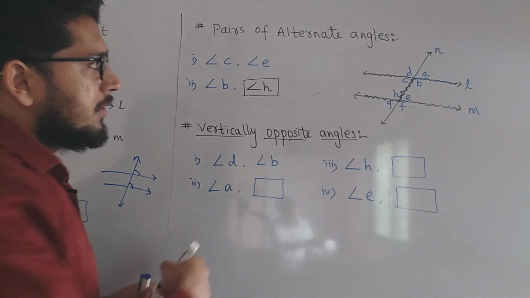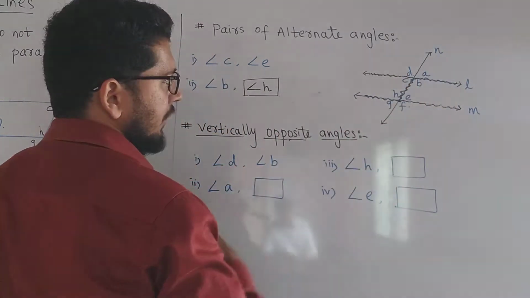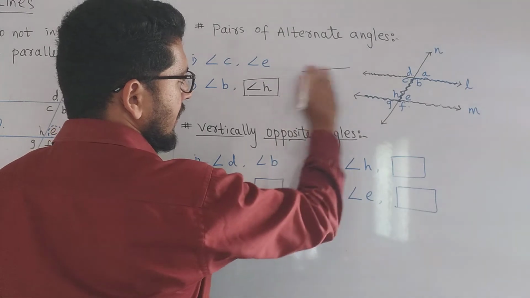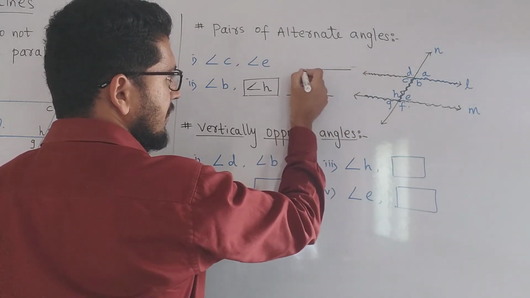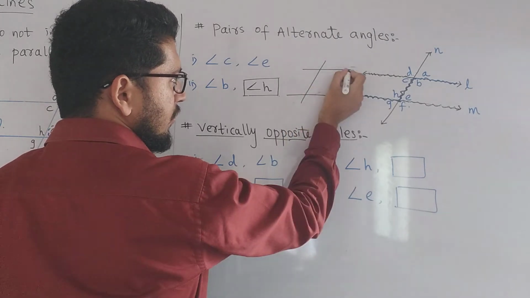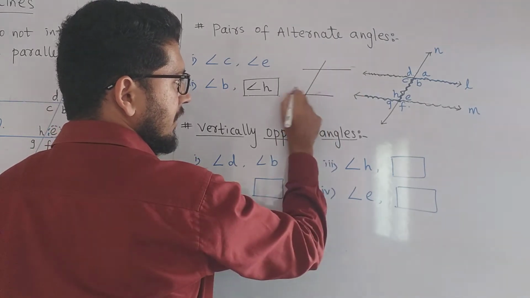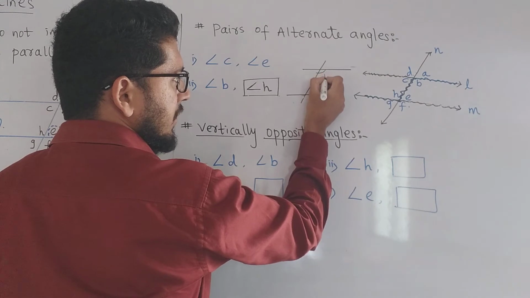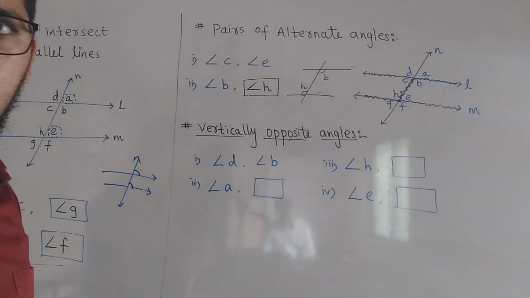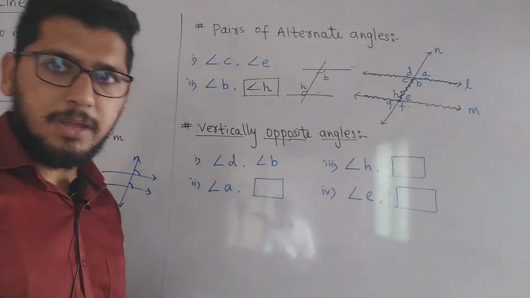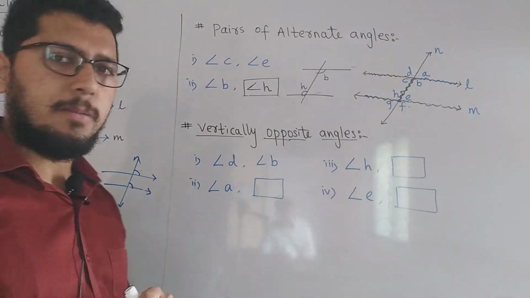So you can see here, these are the Z type of angles. This is a parallel line, this is a parallel line, and this was the transversal. So you can see it forming a Z type angle. Yes or no? So here it is B. So what will be the alternate angle of B? H. Yes or no? So this is the Z type of angle. Now I will come to the vertical opposite angles.